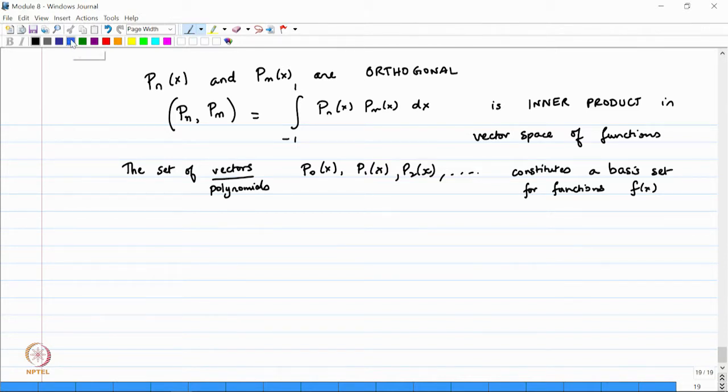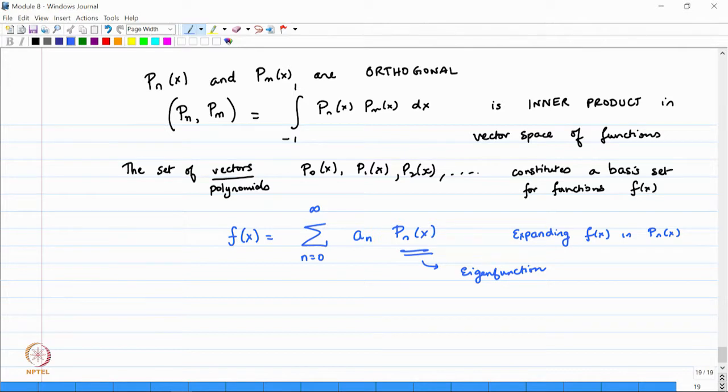You can do a basis function expansion. So, you can write f of x is equal to the sum over n equal to 0 to infinity of a n P n of x. Okay. This is expanding f of x in P n of x. You can call this an orthogonal eigenfunction expansion. So, this is like an eigenfunction. We already saw this idea when we were doing the Fourier series. In the Fourier series, we took a very particular form of this P n, we took sines and cosines. But this is sort of a generalization of that.